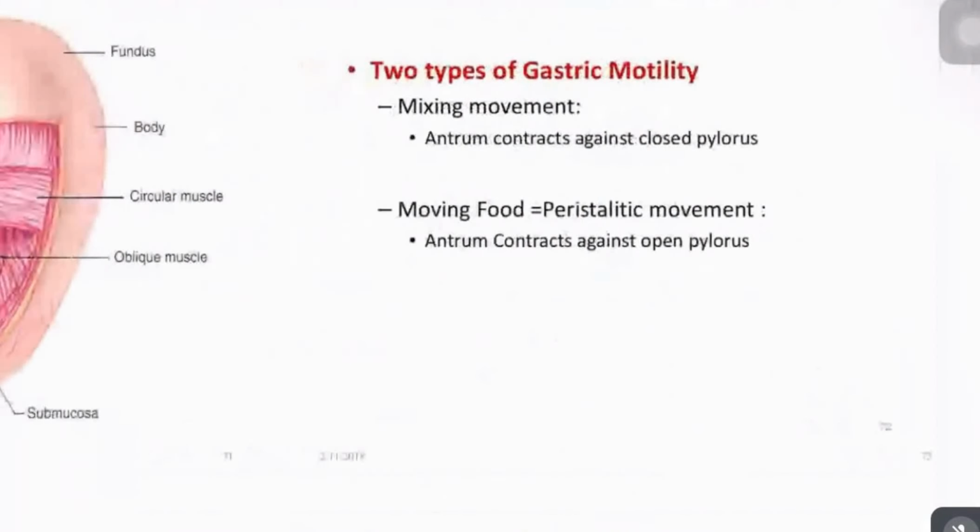Two types of gastric motility. We have the mixing movement, where the antrum contracts against a closed pylorus, and the moving movement, which is peristaltic, where the antrum contracts against an open pylorus.